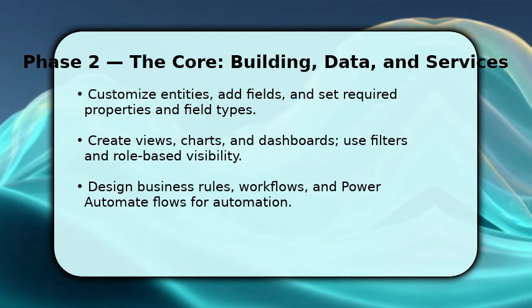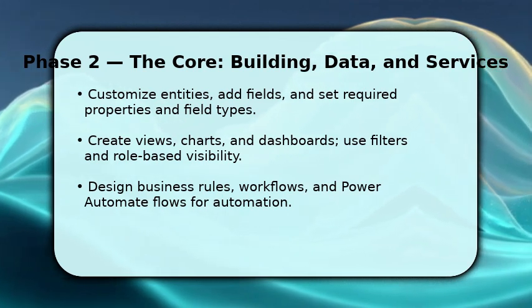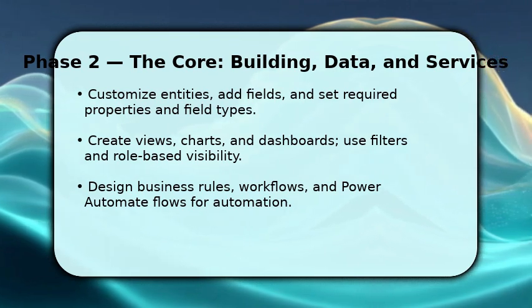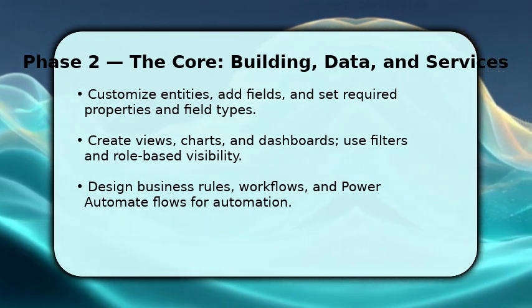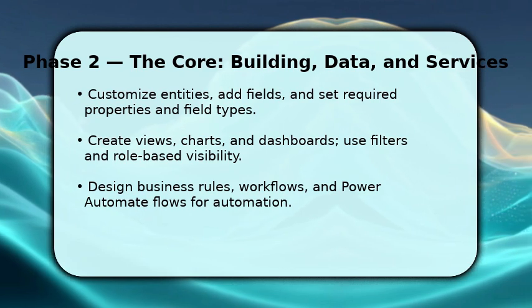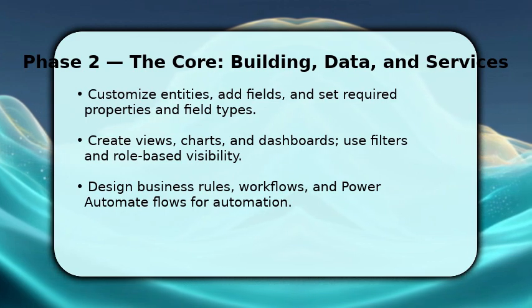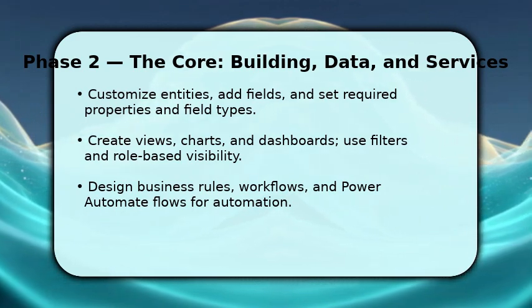After visibility is set, implement business rules for client-side validation and configure workflows or Power Automate flows to automate approvals and notifications. Keep testing as you go. Use a sandbox, trigger edge case data, and iterate until forms and automations run reliably.